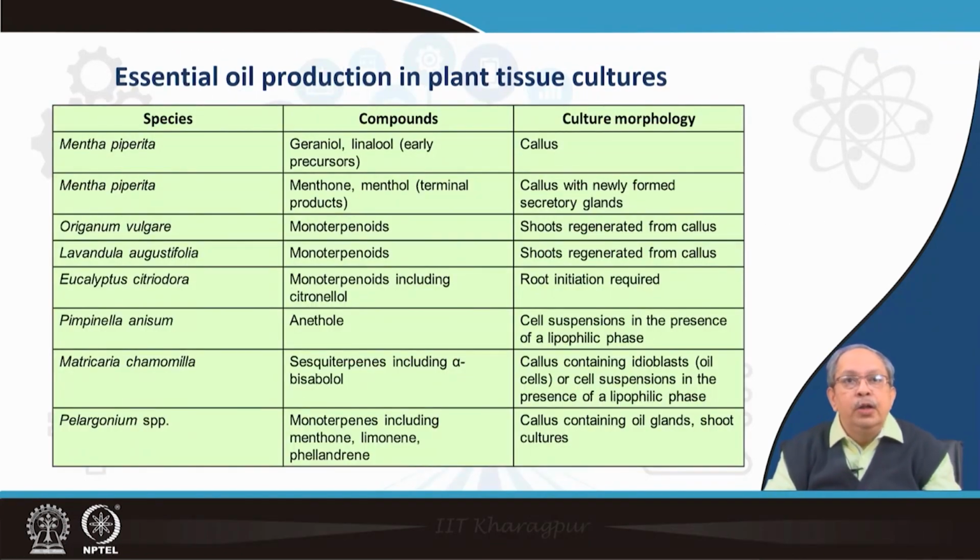It is also interesting to tell you that the essential oils can also be produced in cell cultures. You all know that mentha is a good source of essential oils, as are lavender and eucalyptus. Scientists in the past developed cell cultures, and from cell cultures they were able to detect the metabolites.